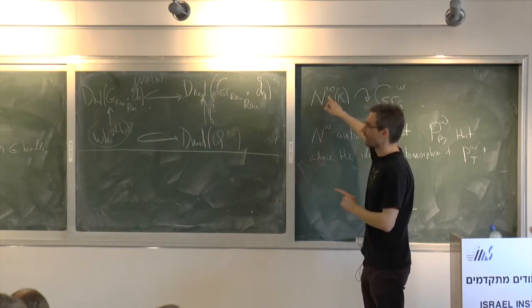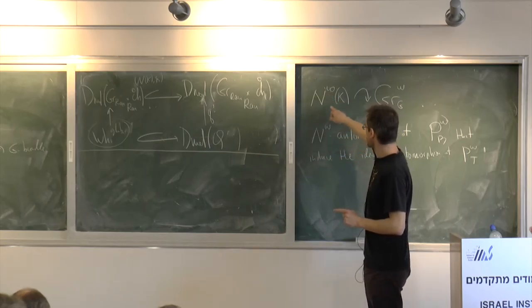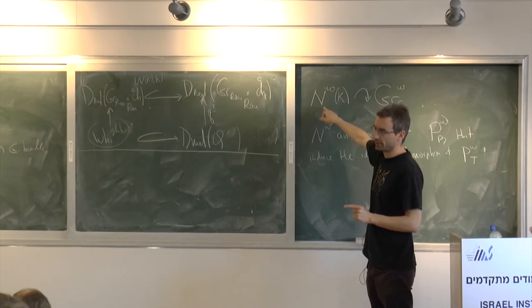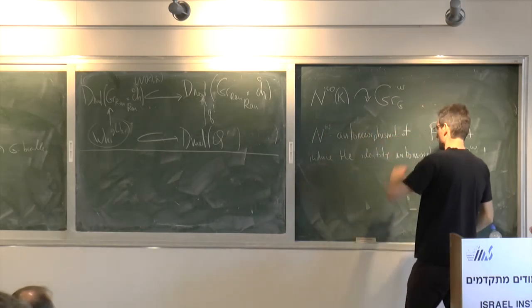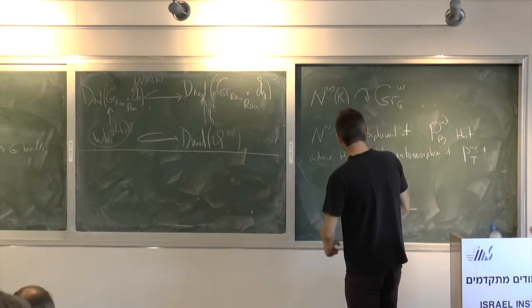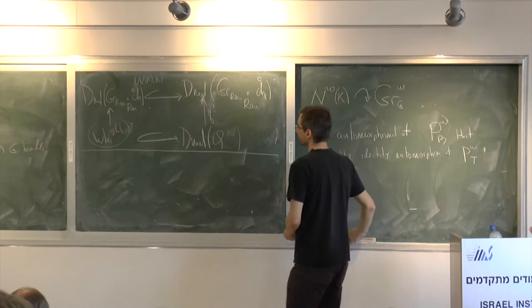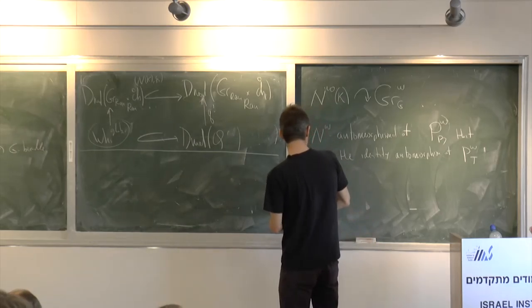So why do I bother with this omega? It's because when I take meromorphic jets, it has a canonical character. So that's why I'm doing this omega thing. And now I'll do the Ran version.